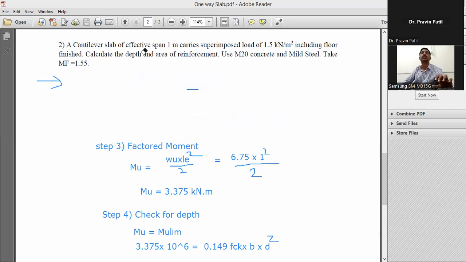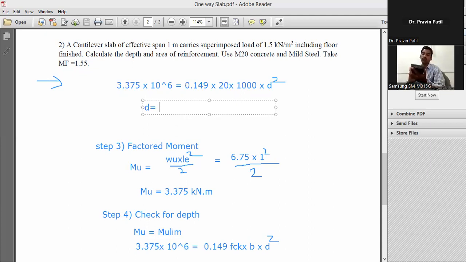The unknown is D. So 3.375 into 10 raised to the 6 is equal to Mu limiting, 0.149 into FCK, which is 20, into B. We are considering per meter, so it is 1000 mm into D square. Just calculate the required small d.